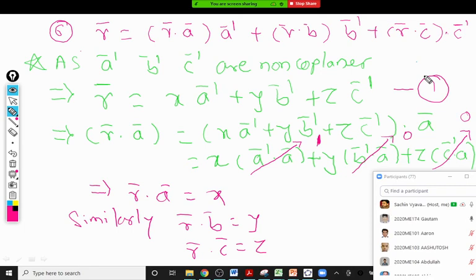Sir, I'm a little bit confused in the first step. Yes, what is the confusion? Tell me. Sir, how did you write R as x a dash plus y b dash plus z c dash? Okay, I will give that explanation. Any other doubt in remaining steps? No, sir. Okay, have all of you completed this proof? Yes, sir. Okay, so if you completed, let me tell you the reason for this step.